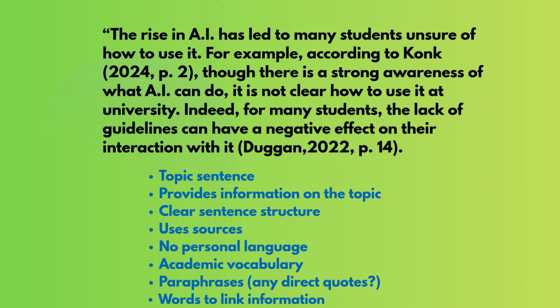Now, if we go through the paragraph, we can see the different points that I have included. So the topic sentence, the first one: the rise in AI has led to many students unsure of how to use it. Now, because that's the opening sentence, we expect all the ideas in that paragraph to be related to the first idea about students being unsure. Okay, this is what your lecturer expects. Opening sentence and then details. So tick for topic sentence.